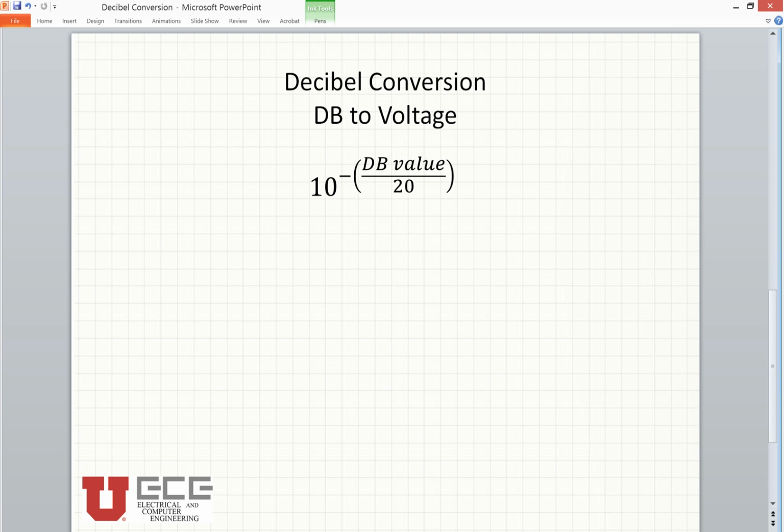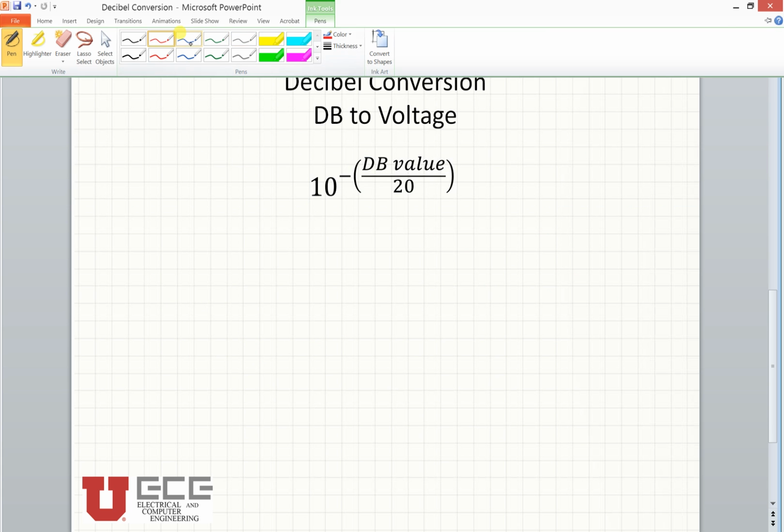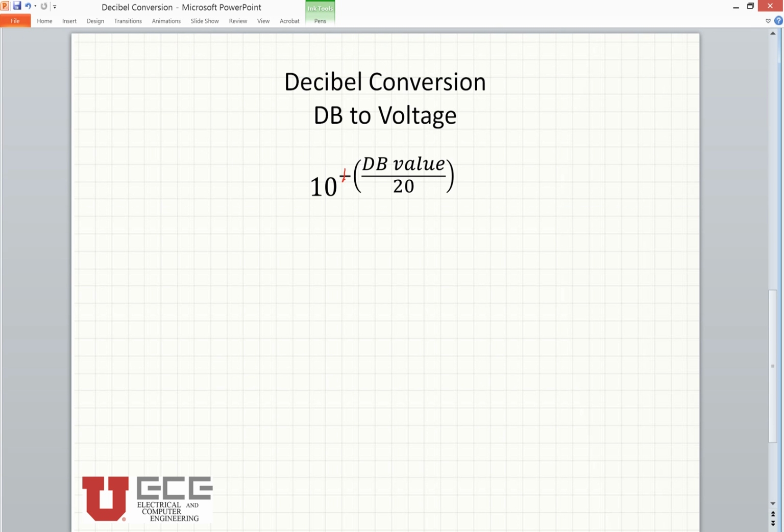So the other thing we want to understand is dB conversion to voltage. So if we know the dB value and we want to change it back into voltage, we will use this equation. Note that this is a positive value. So if our dB is 20, then we would take 10 to the 20 over 20, and we see that that gives us 1, and that's unitless, so it would be volts over volts.